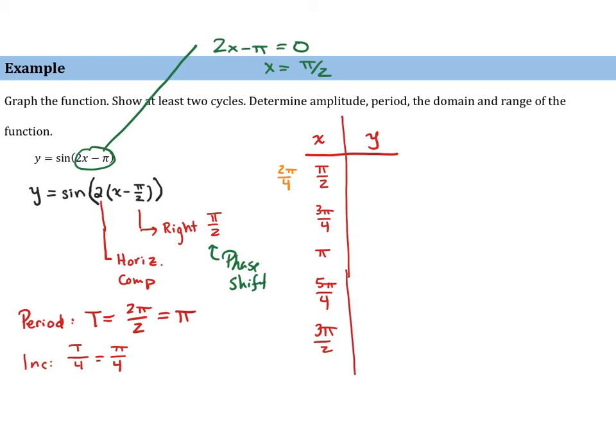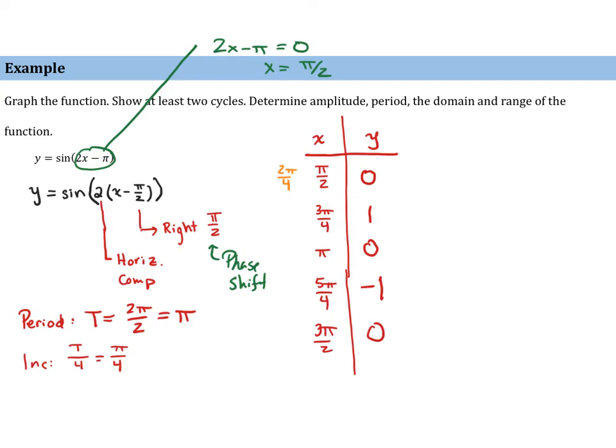Notice the amplitude has not changed because there is no vertical stretching. The line of oscillation is still the x-axis because there is no vertical translation. So our outputs should correspond to the typical sine pattern. So start on the line of oscillation, go up by the amplitude, back to the line of oscillation, down by the amplitude, back to the line of oscillation.